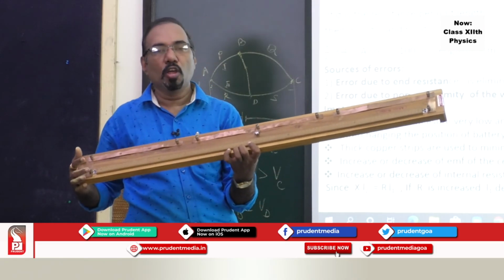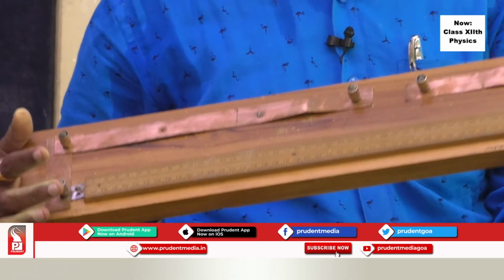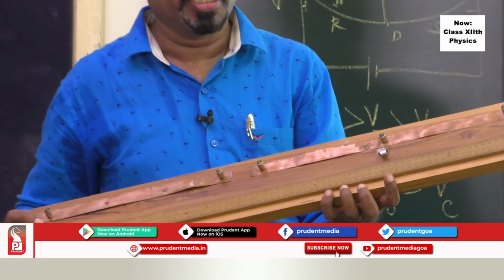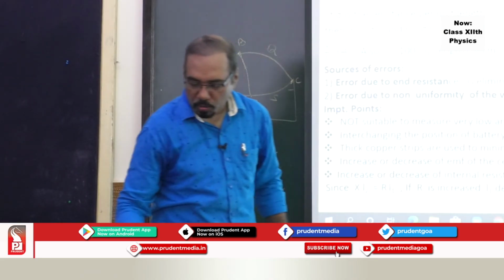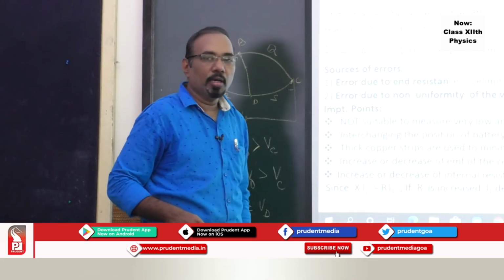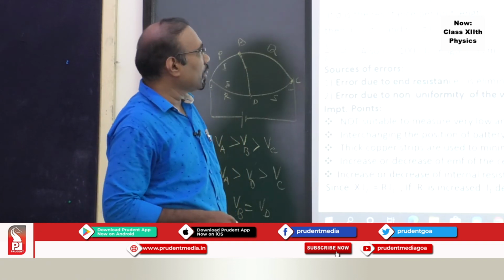This is a meter bridge. You are going to experiment based on this. 2-3 experiments are there based on this. You will be using this in the laboratory. So let's try to see how one can find out unknown resistance using this meter bridge.